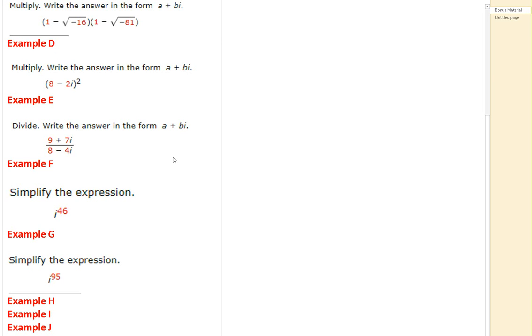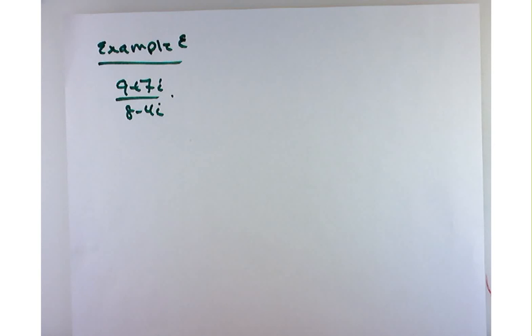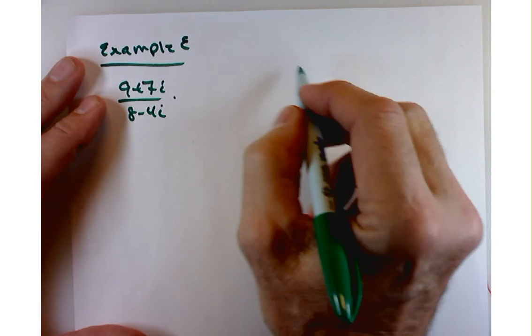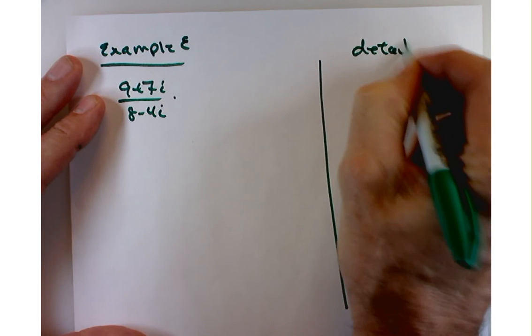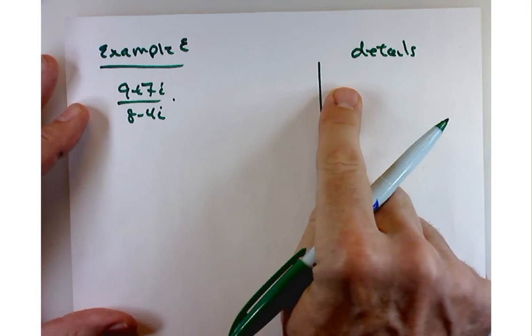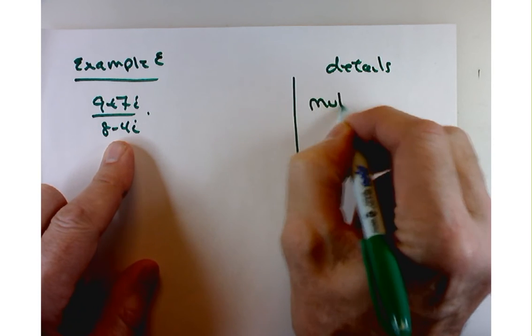Example E. This is a tough one. This is about the hardest they're going to get in the homework. So let's look at this one. It's 9 plus 7i divided by 8 minus 4i. You're asked to divide. You want to write your answers in the form of a plus bi. So we're going to start by multiplying by the conjugate of the denominator.